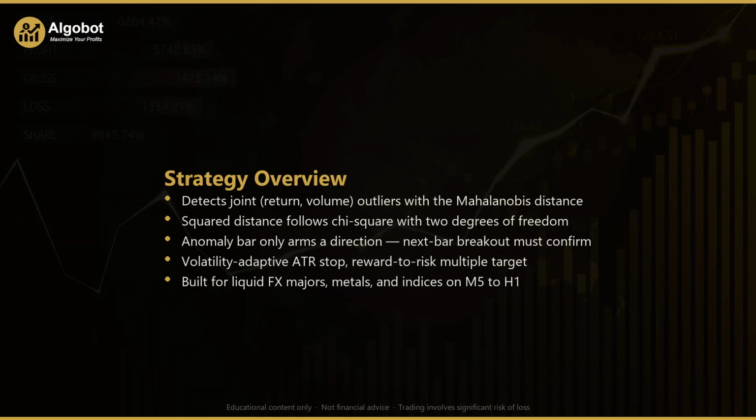Importantly, the strategy does not trade the outlier bar itself, because its edge may already be spent. That bar only arms a direction. Entry then requires breakout confirmation on the very next closed bar, so the strategy is looking for the information move being accepted rather than faded. Stops are volatility-adaptive, based on the average true range, and the target is set as a reward-to-risk multiple of that stop distance. The natural home for this approach is liquid instruments, major currency pairs, metals, or indices such as EURUSD, gold, or an index like US 500, on time frames from 5 minutes up to 1 hour, where tick volume is a reasonable proxy for order flow.